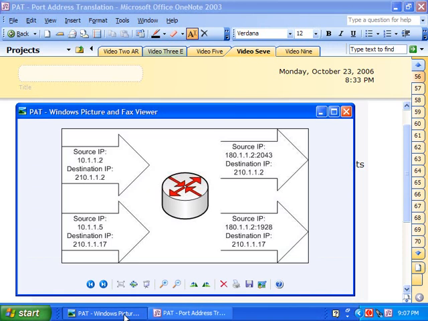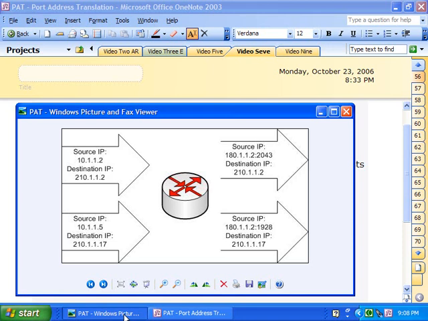Here's an illustration of how PAT actually operates. What we've got is a router with an IP address of 180.112 on the serial 0 interface where these packets are going to be leaving. So address 180.112 is already in use, but PAT is going to also allow us to use it to perform address translation and allow different hosts with private addresses to access internet-based hosts using a single routable address.